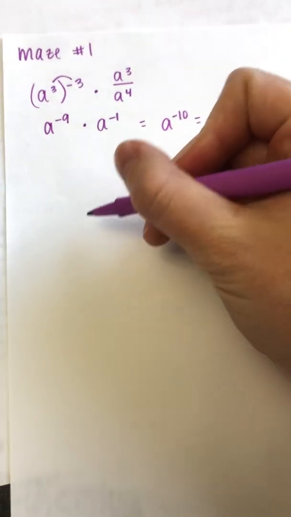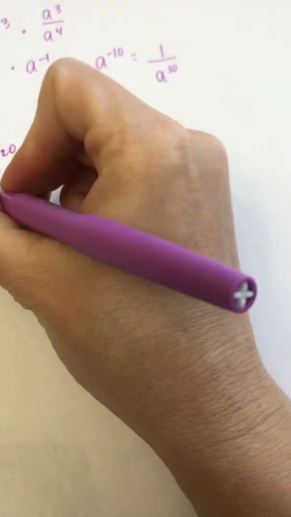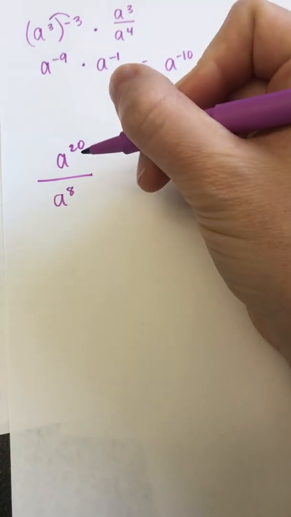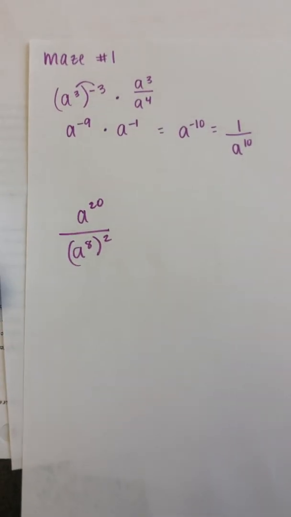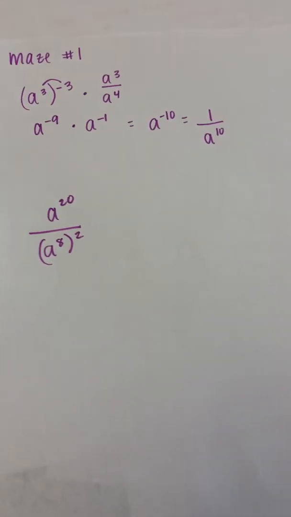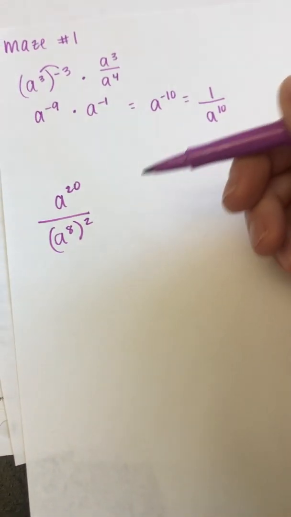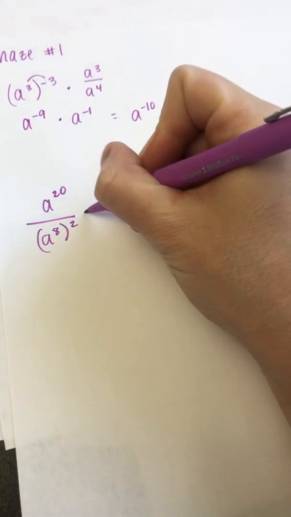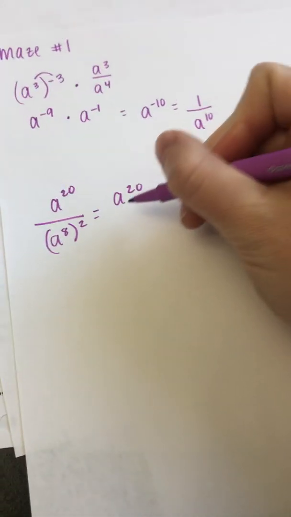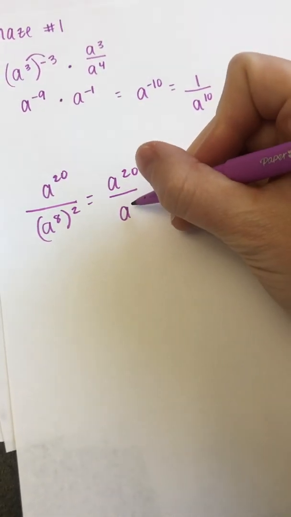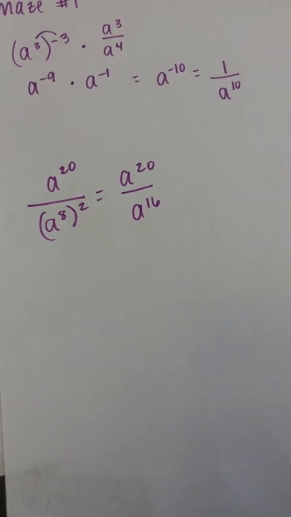So I will then get to this problem that says a to the 20th over a to the 8th, squared, all right? Excuse me while I'm trying to write and hold my camera. So let's take care of this one, and this one's a little bit different, so I'm glad you get to see two different types. Before I do my division, which we know is going to be subtraction, I've got to take care of my denominator, which is going to be a to the, I have an 8 and a 2, that's going to end up being to the 16th, because remember, I multiply those.